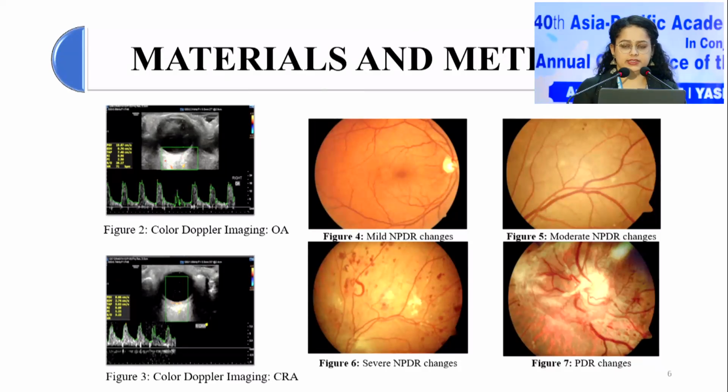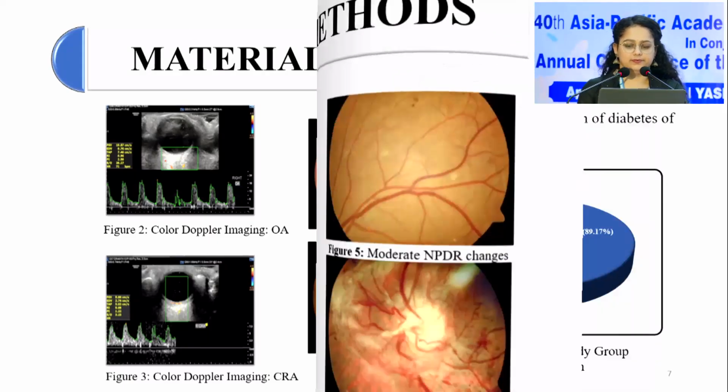This is a very easy, less time consuming and affordable test where we can assess the parameters, and we can see different parameters on the left hand side, including the peak systolic velocity and diastolic velocity, the resistivity index and the pulsatility index. However, in the study only the resistivity index was significant, so we'll be discussing only that.